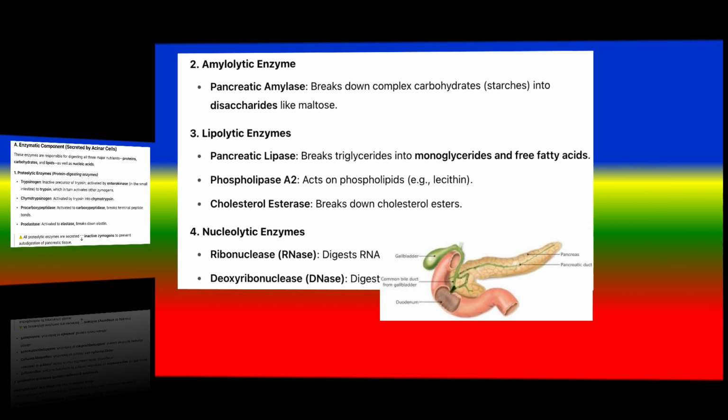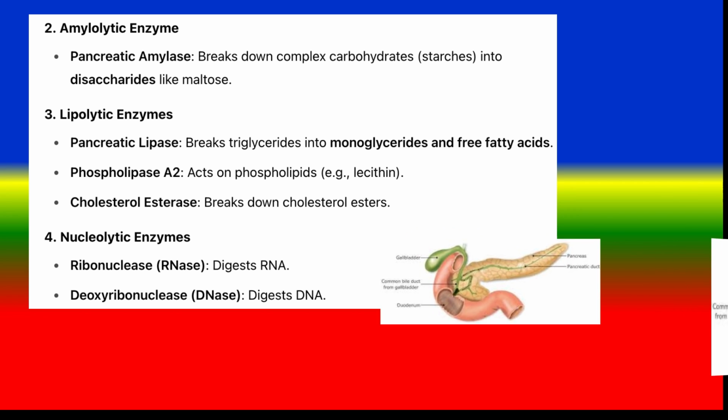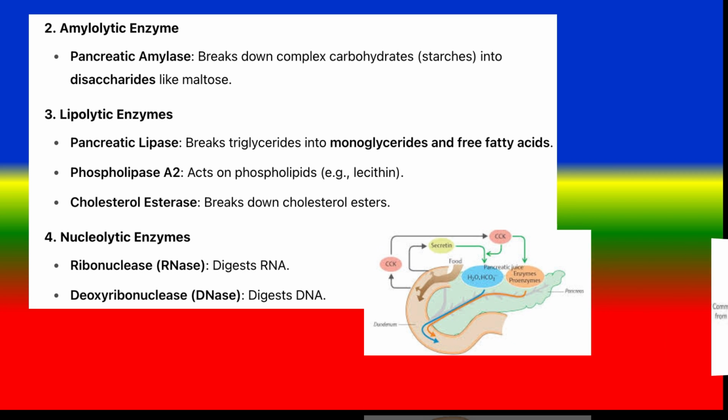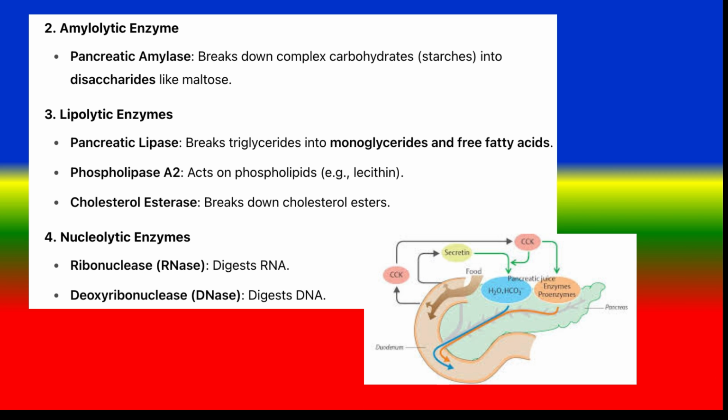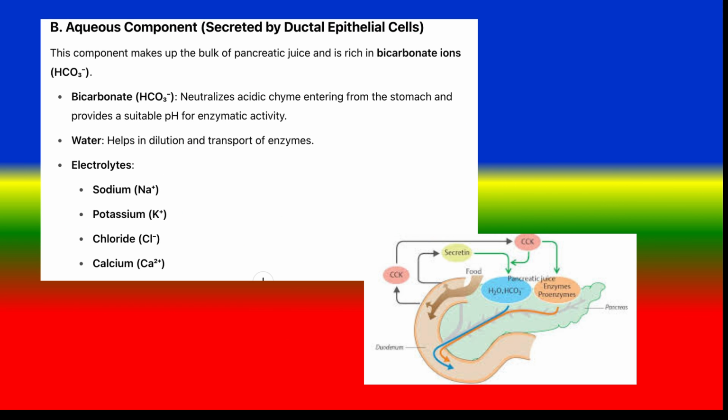2. Amylolytic enzyme. Pancreatic amylase breaks down complex carbohydrates, starches, into disaccharides like maltose. 3. Lipolytic enzymes. Pancreatic lipase breaks triglycerides into monoglycerides and free fatty acids. Phospholipase A2 acts on phospholipids, e.g. lecithin. Cholesterol esterase breaks down cholesterol esters. 4. Nucleolytic enzymes. Ribonuclease (RNase) digests RNA. Deoxyribonuclease digests DNA. B. Aqueous component, secreted by ductal epithelial cells.